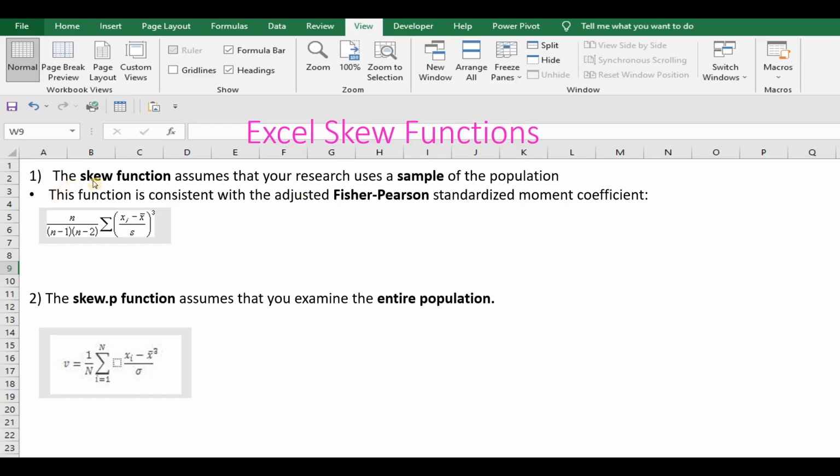However, Excel uses two different skew functions to estimate skewness. The first one is the skew function that assumes that we have a sample and is consistent with the adjusted Fisher-Pearson standardized moment coefficient. And the second one is the skew.p function that assumes that we examine the entire population. Here are the formulas used by these functions, and they have been copied from the Excel help tool.